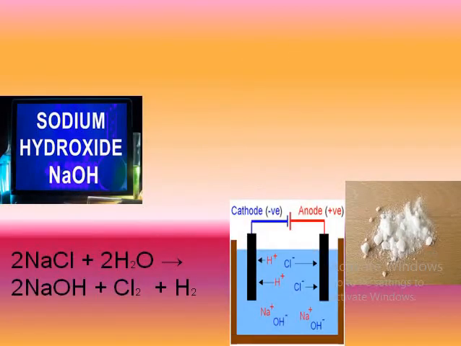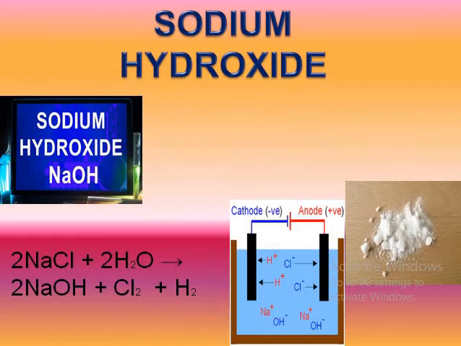Now when we come to the next compound, the next compound is your sodium hydroxide. The formula, of course, you can see here, is written NaOH. The chemical name is sodium hydroxide. Now, how do we prepare it?